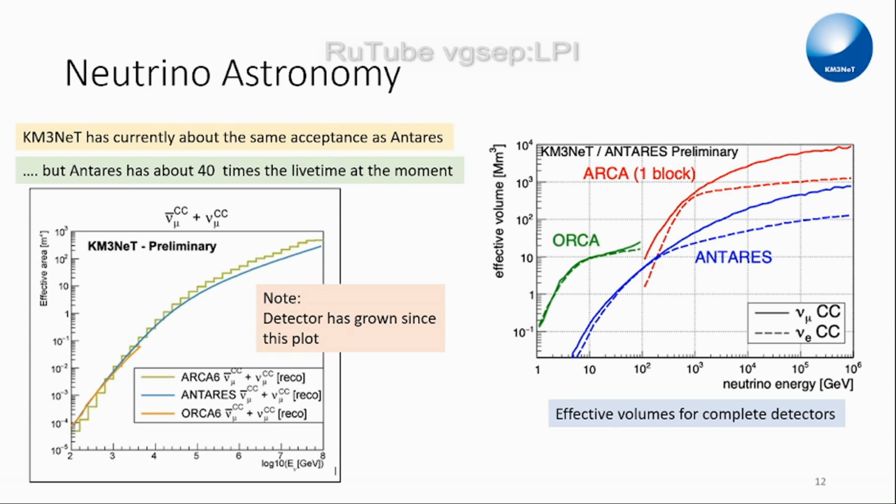The thing is, obviously, that ANTARES had been on for a long time, so it has 40 times more lifetime. Now, in the final configuration, we see a comparison of the sizes. This blue is ANTARES, and this is ARCA 1 block. This is the effective volume as function of neutrino energy. This was the effective area as function of neutrino energy. So you see, they are significantly larger than ANTARES when finished.